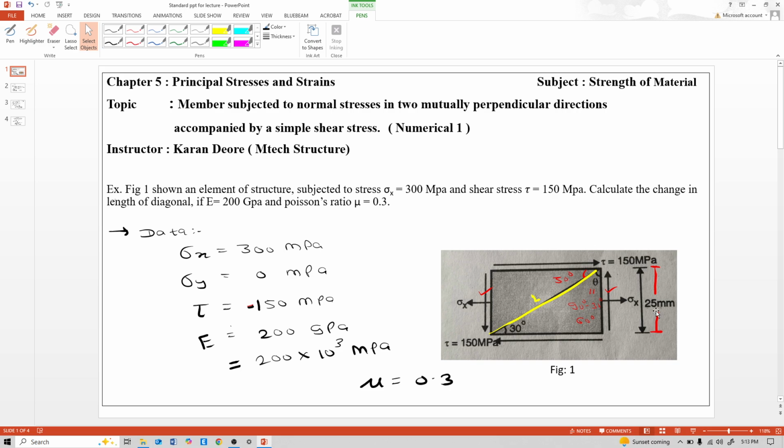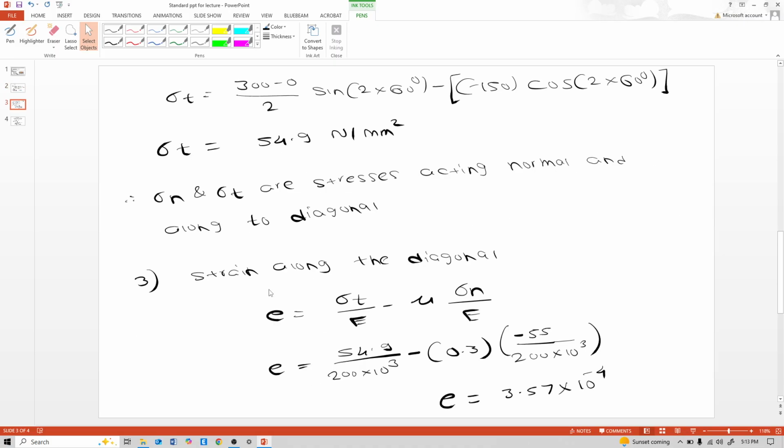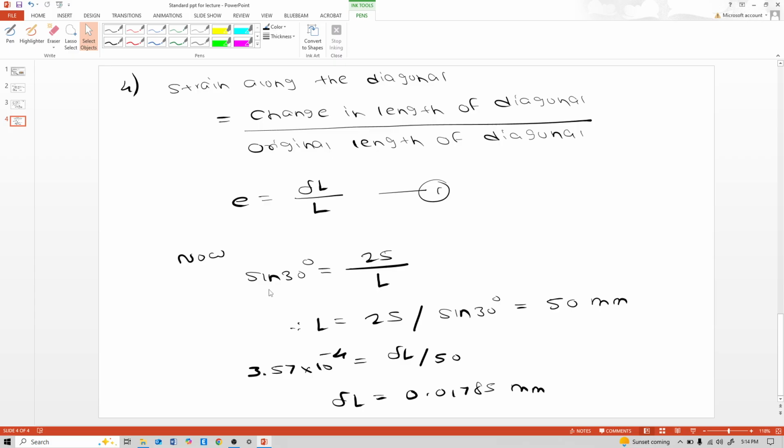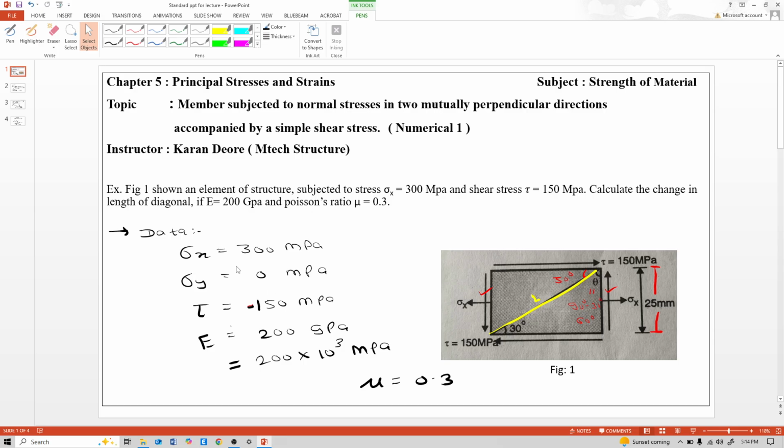For the stress acting in x direction 300 MPa, shear stress minus 150 MPa, Young's modulus and Poisson's ratio, we calculated normal stress minus 55 Newton per mm square, tangential stress 54.9 Newton per mm square along the diagonal, strain along the diagonal 3.57 into 10 raised to minus 4, and change in length 0.01785 mm. So this way our numerical completes. Thank you very much.